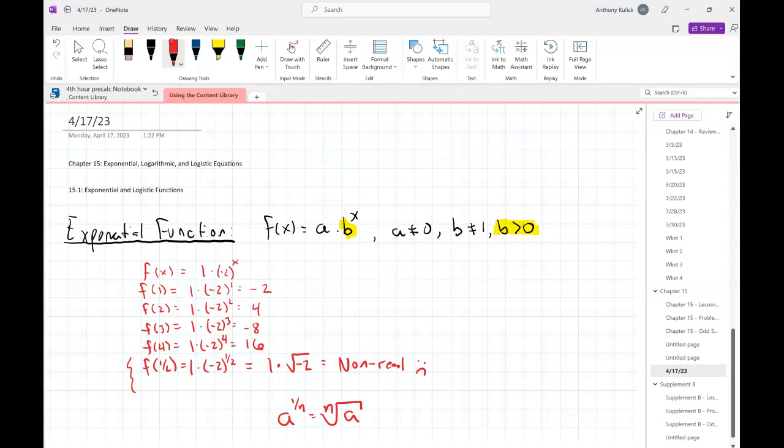Is everybody okay with why we're not allowing the b to be negative? We just get something that you couldn't even draw on a sheet of paper. It's just a mess.